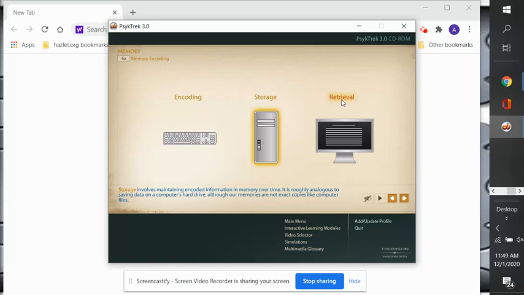And finally, retrieval. Retrieval involves taking the information from the memory storage system and getting it out again. So if you were using a computer, when you open a file and look at the information on the file, that would be an example of retrieval in the memory process.